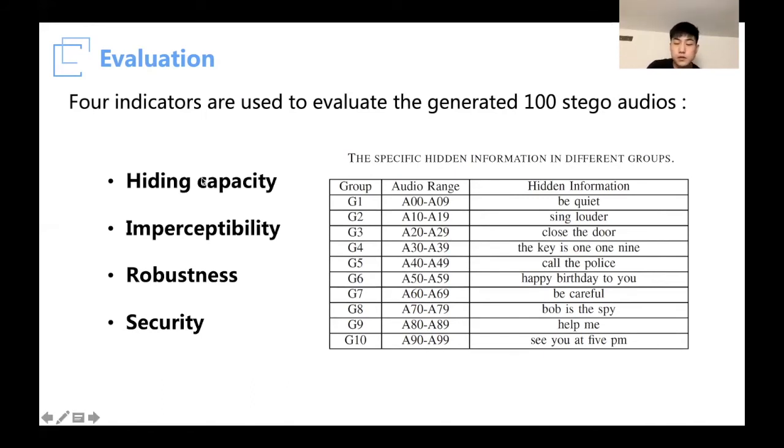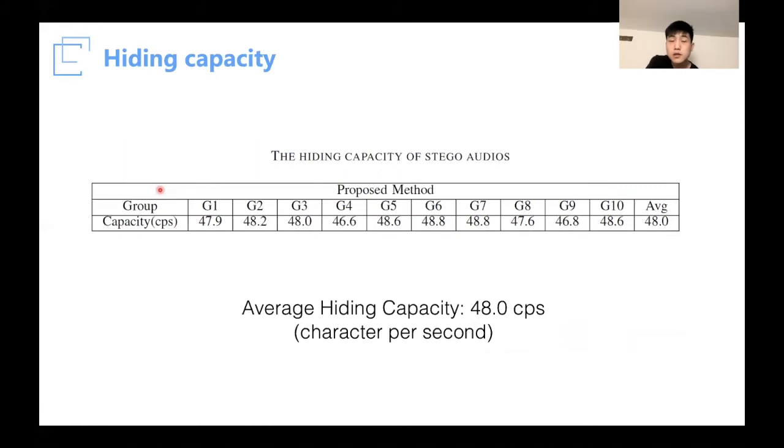And the 4 indicators are hiding capacity, imperceptibility, robustness, and security. The hiding capacity of our stego audios, the result is like this. We use characters per second to evaluate our hiding capacity because we directly hide a whole sentence into the audio. The result is that the average hiding capacity is 48 CPS. It means for every second of audio we can add 48 characters into it. So it's quite a good result.